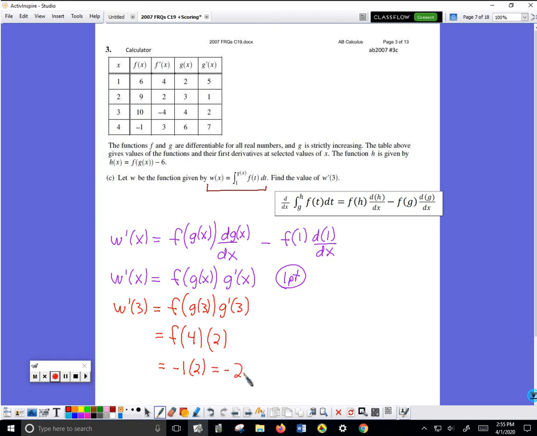I don't have to show my work. As long as I have written, I can do this in my head if I want. If I have written W prime of 3 is equal to negative 2, I would get the second point. Although I would argue that most people would have a hard time doing that in your head, so I wouldn't recommend it. So part C on number 3 is worth 2 total points.